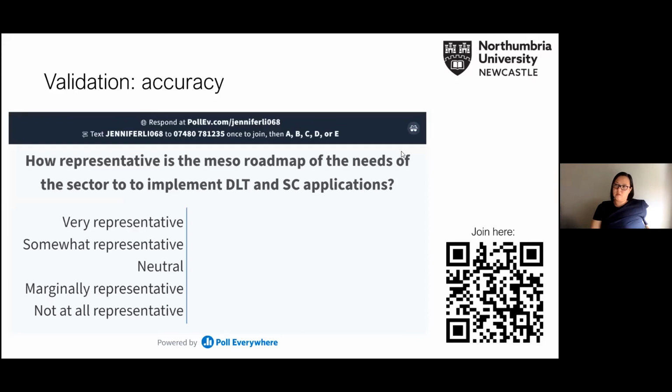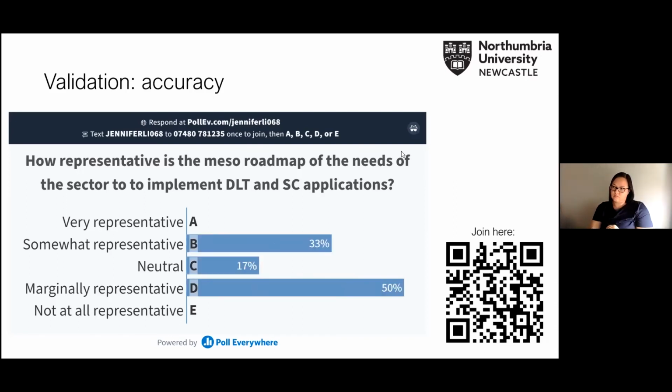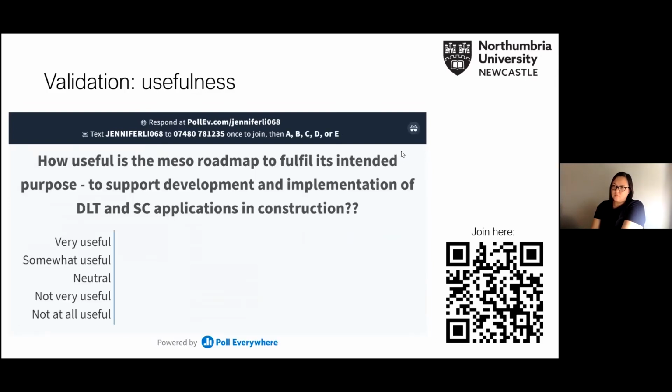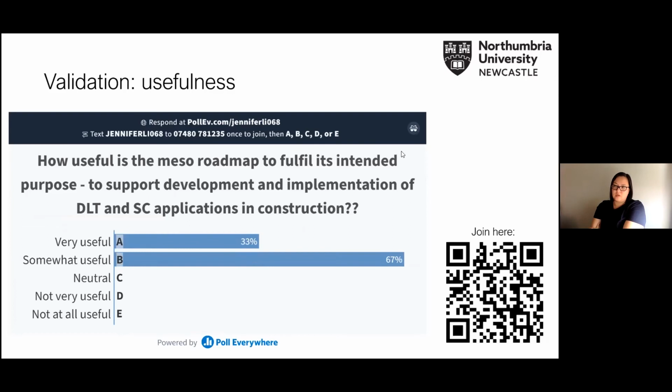So same, how representative is it of the needs of the sector that would support implementation of distributed ledger technology and smart contract applications? Okay, great. The final poll before we move on to the open-ended question is usefulness. So how useful is this to fulfill its intended purpose? Would it support the development of these applications?